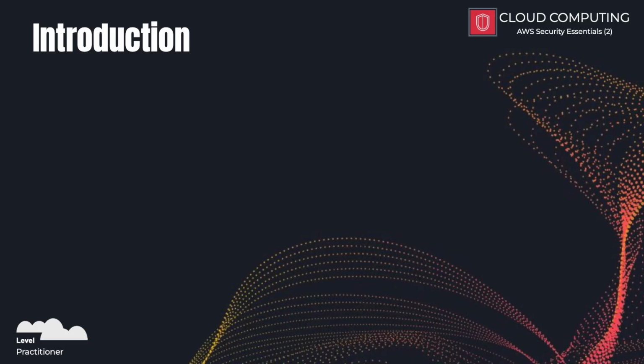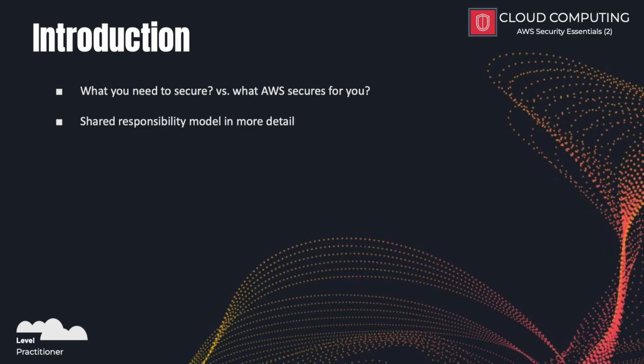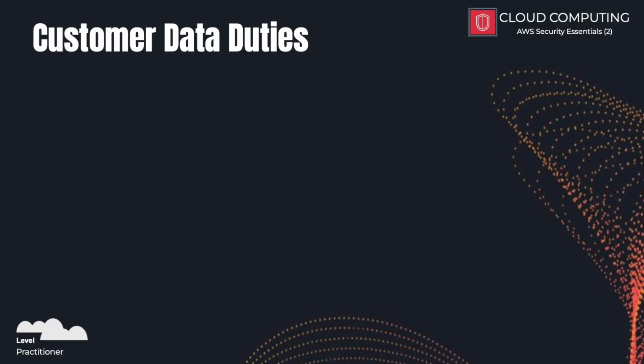In this video, we're going to talk about a very important concept in AWS security, what you need to secure and what AWS secures for you. We'll look at the shared responsibility model in more detail and mention practical examples that walk you through the main ideas that fall on you as the customer. In our previous video, we mentioned the fact that moving to AWS doesn't remove your security responsibilities, it changes them.